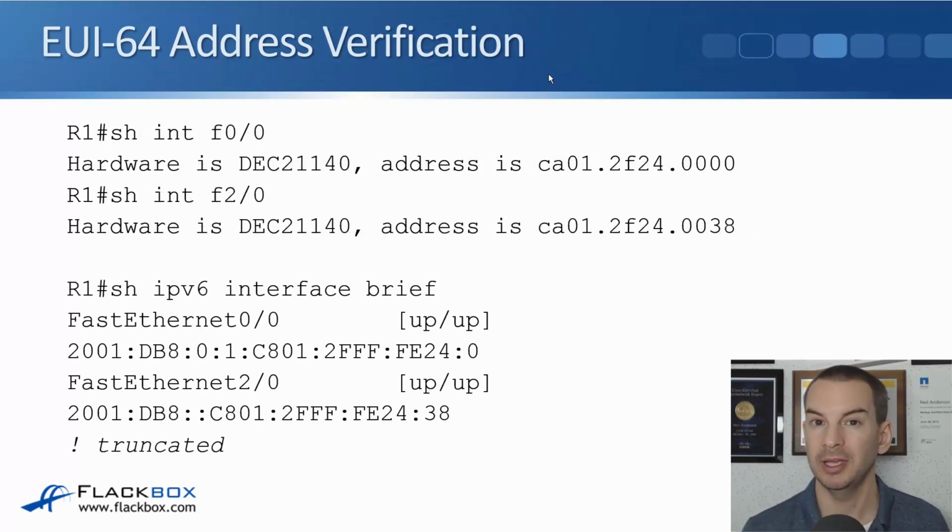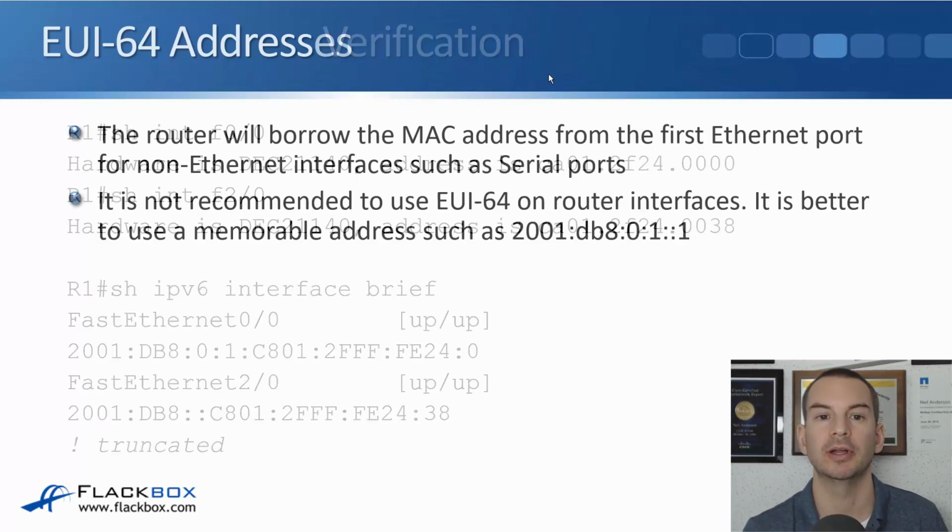To check that it is working as expected, we'll check the MAC address that was on those interfaces. So we do a show interface /0/0, and we can see that the MAC address there is CA01.2F24.0000. If we then do a show ipv6 interface brief, I can see that the address on /0/0 is 2001:db8:0:1, which was the network portion of the address that we configured. And then it's automatically configured the host portion derived from the MAC address. So that is C8, because the seventh bit is inverted, so it makes it C8 rather than CA. And then 01, and then 2F. Then the FFFE is injected, and then 24:0. So you can see that it derived it from the MAC address, and the same thing happened for interface /2/0 as well. So that's how EUI-64 addresses work.